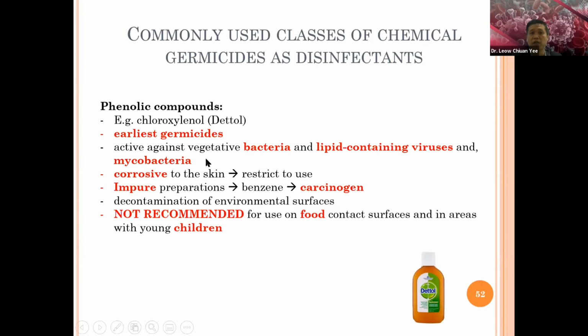All right. Another agent that we use mostly today is Dettol, or sometimes we call it a phenolic compound, or chloroxylenol. Of course, it belongs to the earliest germicides. It is used to kill most of the bacteria, lipid viruses, and even mycobacteria. And of course, it is itself corrosive to the skin, so sometimes don't use it at higher concentration.